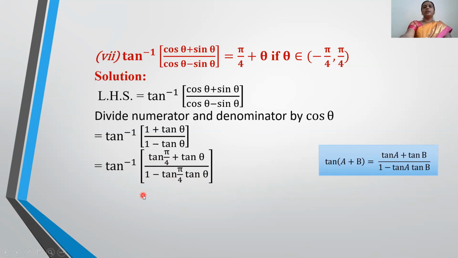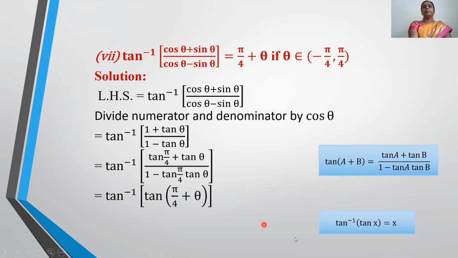Then in the next step, we will use this formula. We know that tan a plus b means tan a plus tan b divided by 1 minus tan a tan b. See here, tan a plus tan b, 1 minus tan a tan b. Here a is pi by 4 and b is theta. Therefore, in the next step, you write down tan inverse in the bracket tan pi by 4 plus theta.